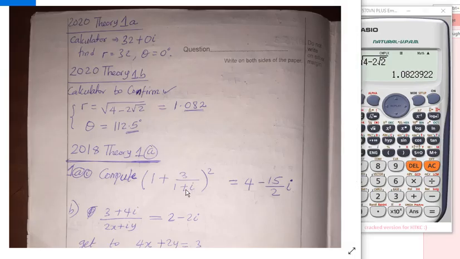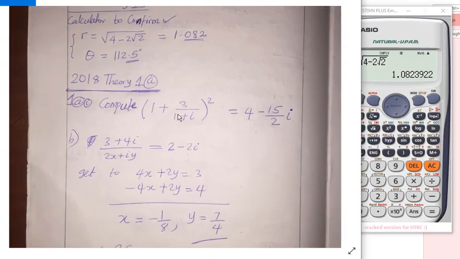Now let's go to 2018. So this is also theory question 2018. You see, any complex number you have, actually you can use calculator to solve almost everything. You can use calculator to solve, especially if it's not a theory question. Now look at this one, compute. This is 2018 theory question number 1A. This came out in question number 1A. Compute this.